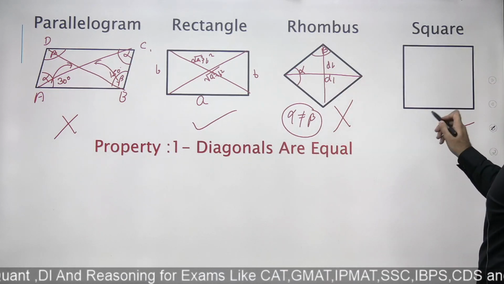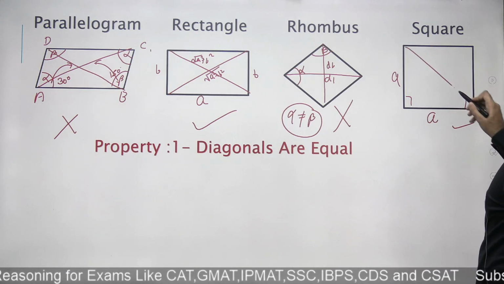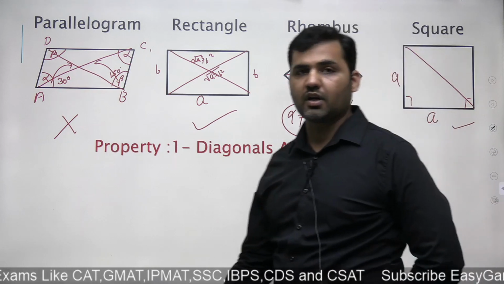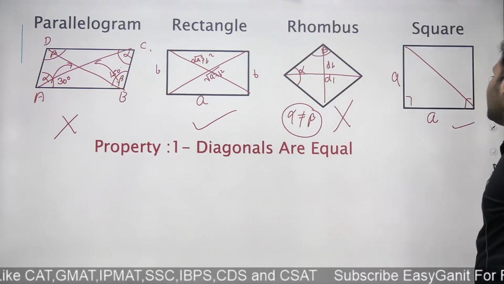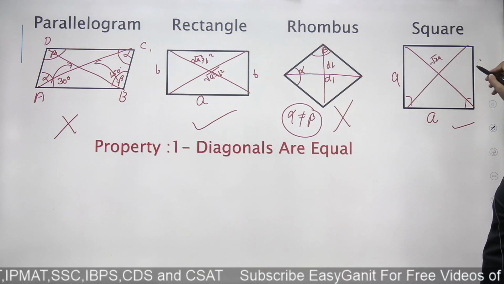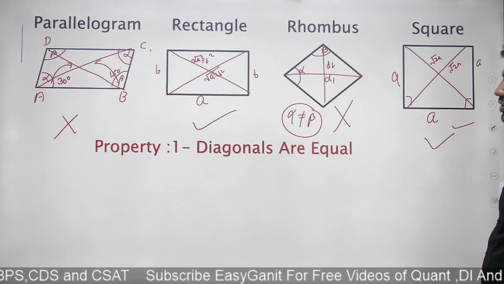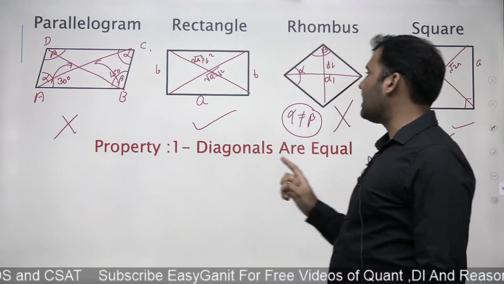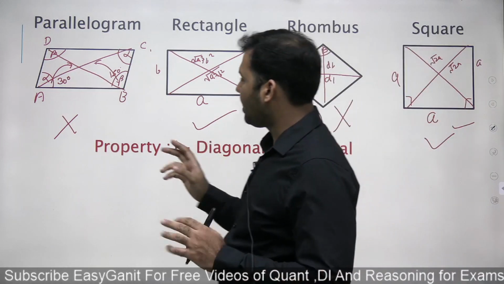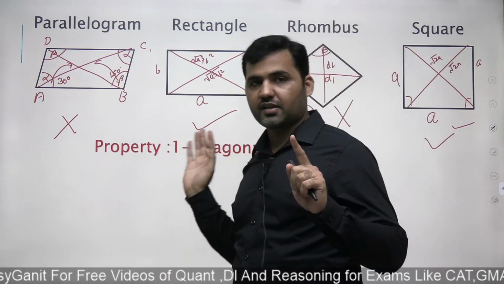Square के केस में क्या होगा? Because all of these angles are equal, ये सारे angles 90 degree के हैं. So can I say कि square के केस में diagonals will be equal, right? In a case of square, diagonals will be equal. This will be root 2a diagonal, and this will also be root 2a diagonal as per the Pythagoras theorem. So diagonals will be equal in this case, right? So you see that diagonals are equal for rectangle and square, but diagonals are not equal for parallelogram and rhombus. So see that एक property चारों का हो गया, right?